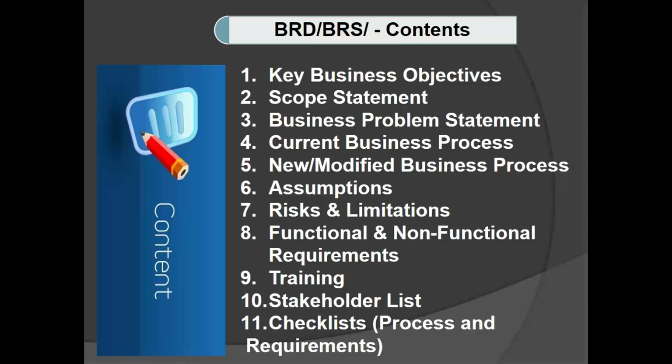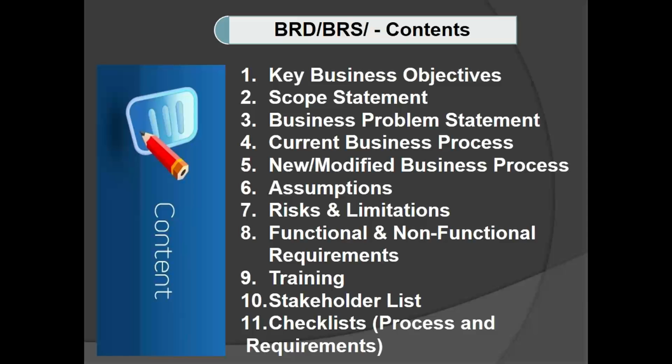So let me explain each content. The first one is key business objectives. As I said, here we have to specify why we are implementing this project, what is the objective, what is the goal, what is the mission, what exactly the client is looking for in this project. Okay. Then what metrics we are going to use to measure the success of the project. Then the scope statement. This I already explained in the SRS. So what we are going to deliver, we are going to explain.